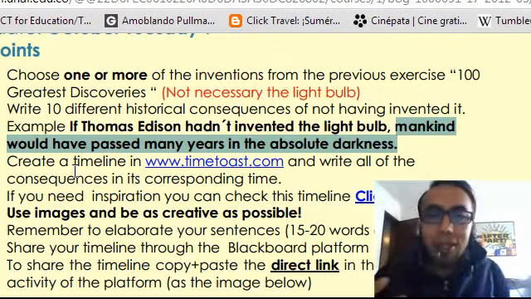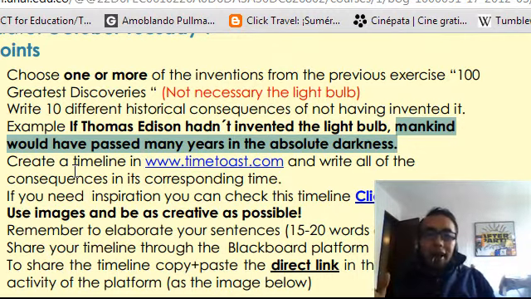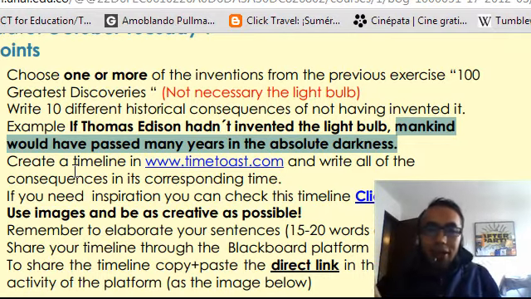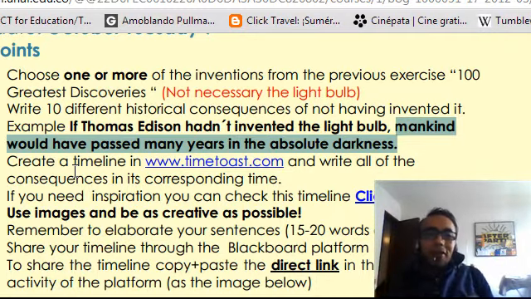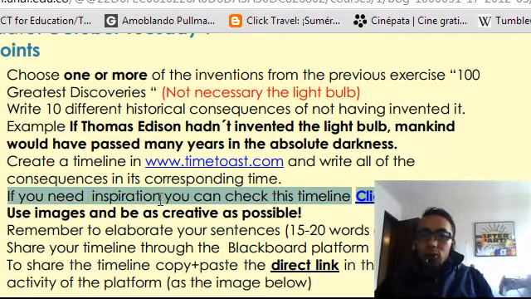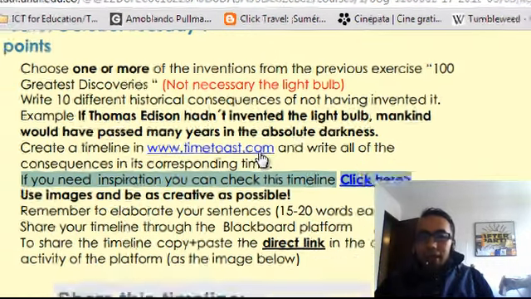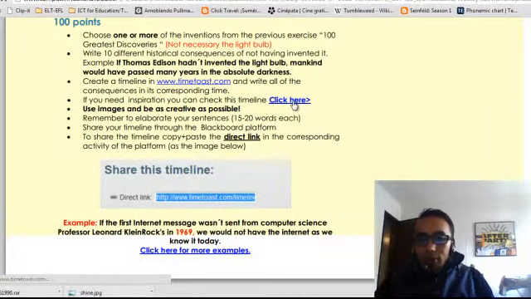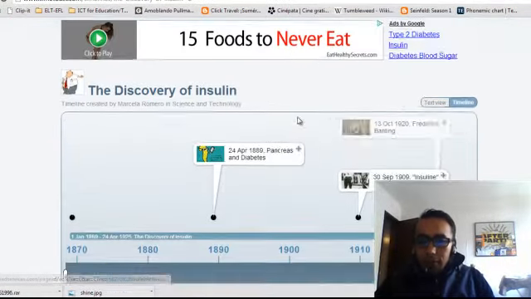So the activity for this week is that you are going to create hypotheses of what would have been the historical consequences of having done an invention. For instance, you choose the refrigerator. What would have happened if people hadn't invented the refrigerator, or the printer, or a medicine? You can choose any of these inventions and you are going to create a timeline. This is an example of the activity.